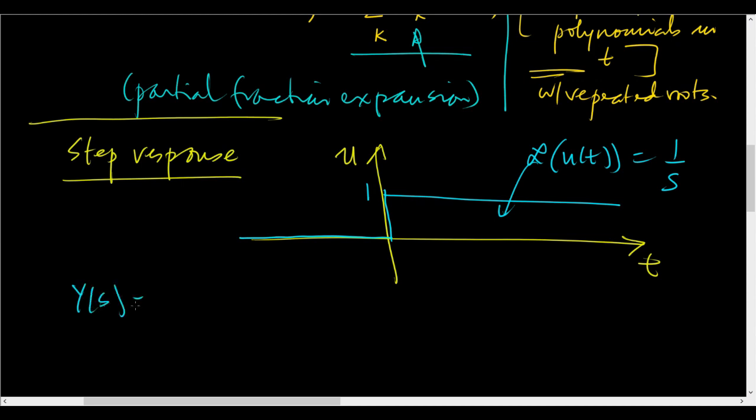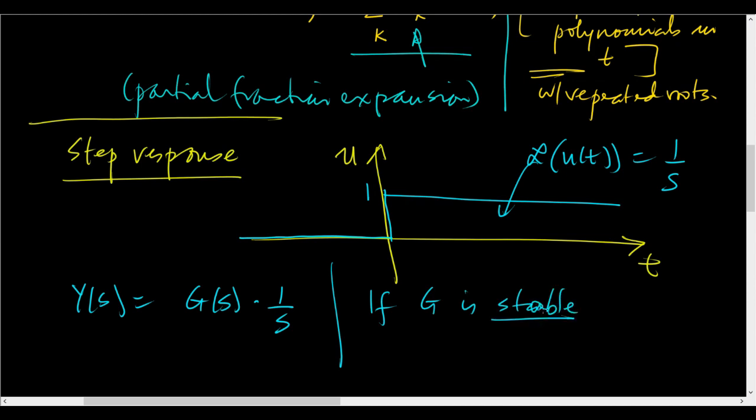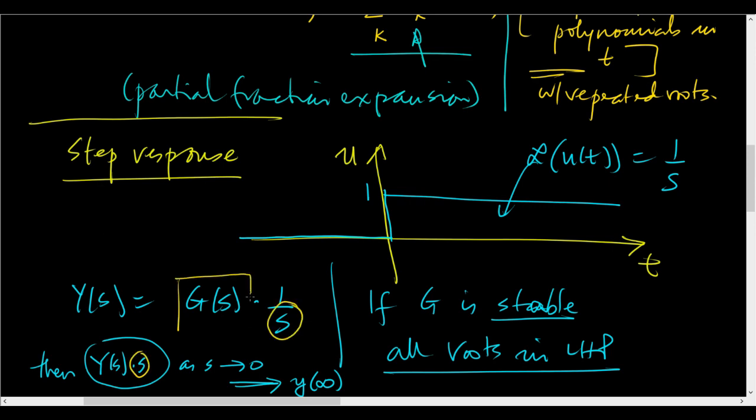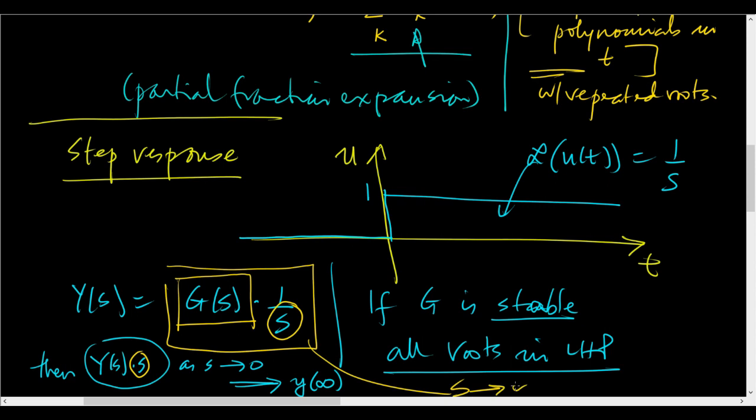So then y of s is equal to g of s times 1 by s, if g is stable. Stable means all roots in the left half plane. Then y of s times s, as s goes to 0, gives you little y of infinity. This is the final value theorem. You are familiar with that. When you multiply by s, basically you cancel this, and so you look at the s equals 0 value of that, and that is the final value. Similarly, if you have the same expression but you look at s going to infinity, then you get the initial value.